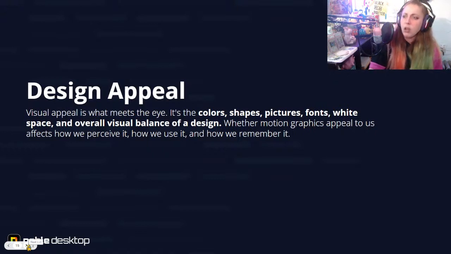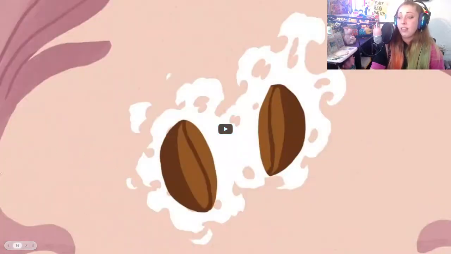Alongside this idea of design appeal, I did want to show you a couple of examples that I think do a really great job in terms of design. There is one example that I'm showing you for kinetic design, which is just your motion graphics using type only. I'm just going to forewarn you that that example is quite fast, but visually it's very nice. Anyway, this is actually a commercial for Starbucks, believe it or not.